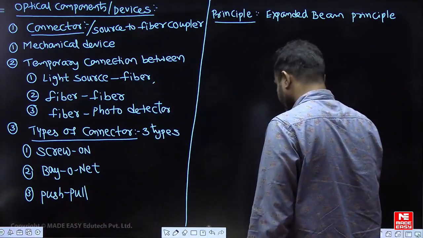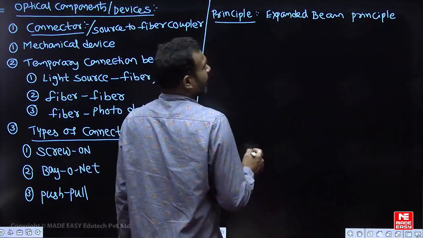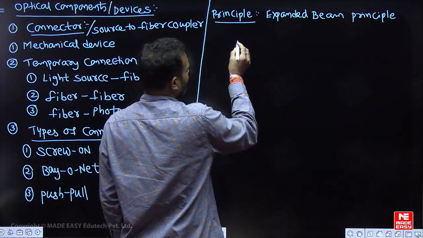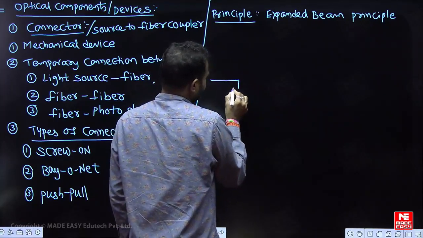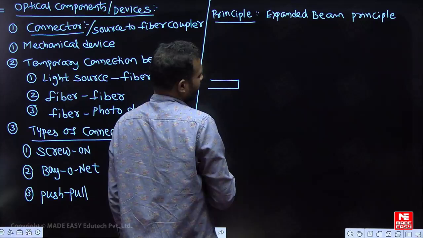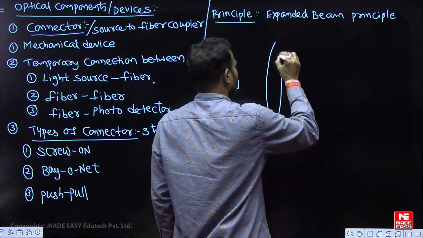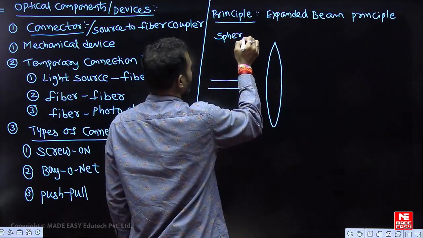After writing expanded beam principle, I am explaining the next one, the expanded beam principle mechanism. So this is your transmission fiber. I hope everybody in the class understood this. And these are called the lenses. These are spherical lenses. These lenses are called spherical lenses.